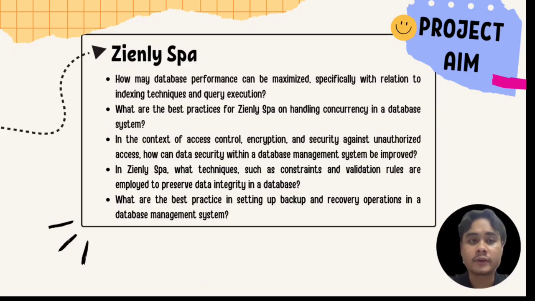First, we will discuss the first agenda, which is the project aim. In this agenda, we will discuss two types, which are the problem solving and the scope. For the problem solving, there will be a variety of difficulties in creating, deploying, and managing the database.